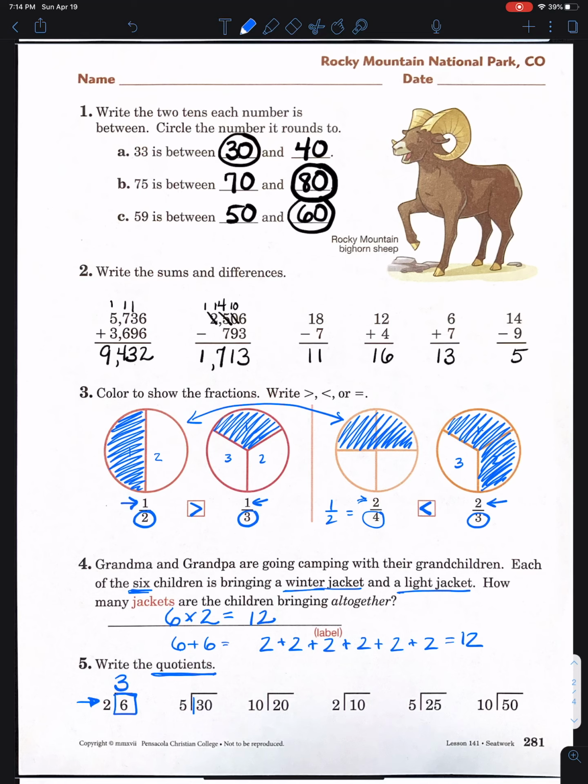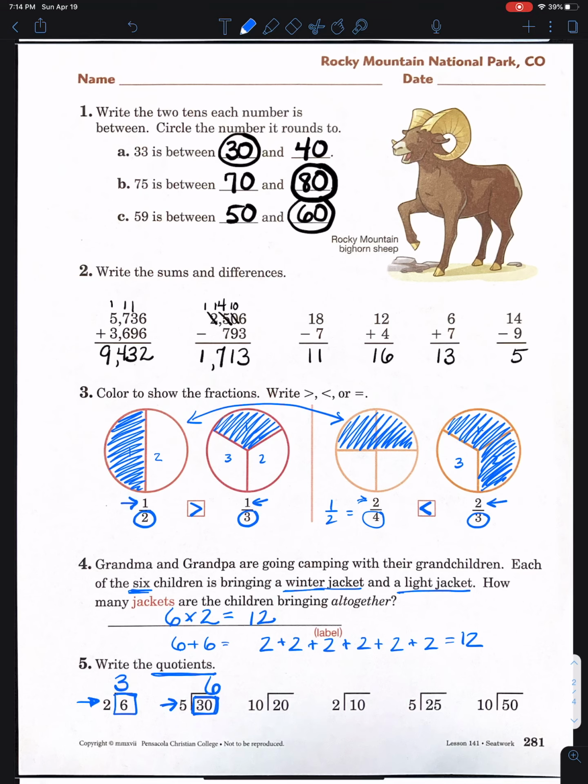Here we have 30 ice cream cones. We're going to divide them into groups of 5. 30 divided by 5 equals what? You can think of it this way. 5 times what number equals 30? The answer is 6.